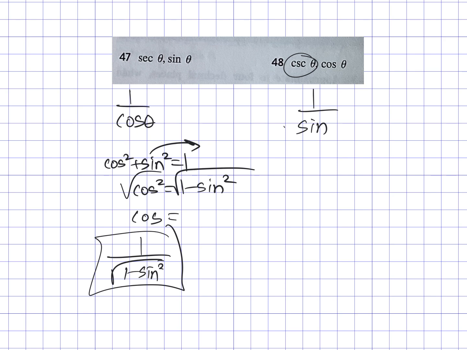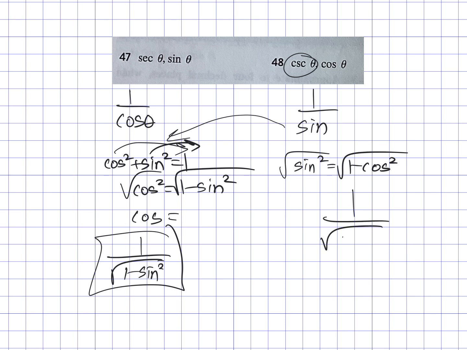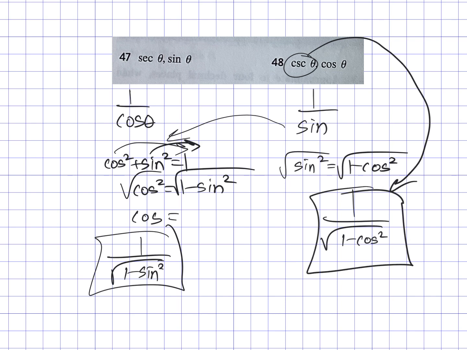The exact same thing is what we have here. If we moved the cosine squared over instead, we'd have sine squared equals 1 minus the cosine squared, square root. So this answer is really 1 over the square root of 1 minus the cosine squared. So now, cosecant is written in terms of cosine.